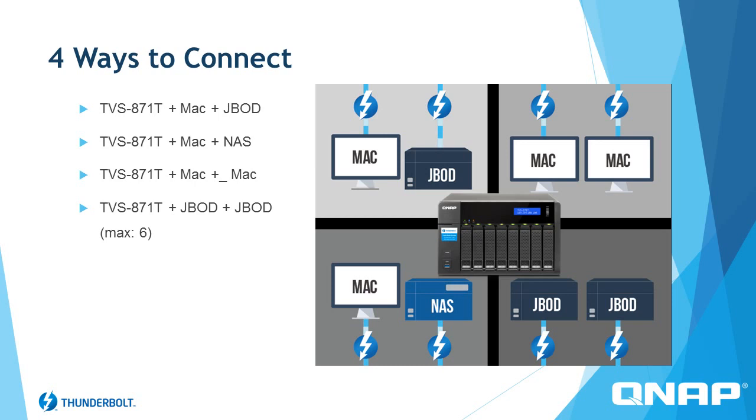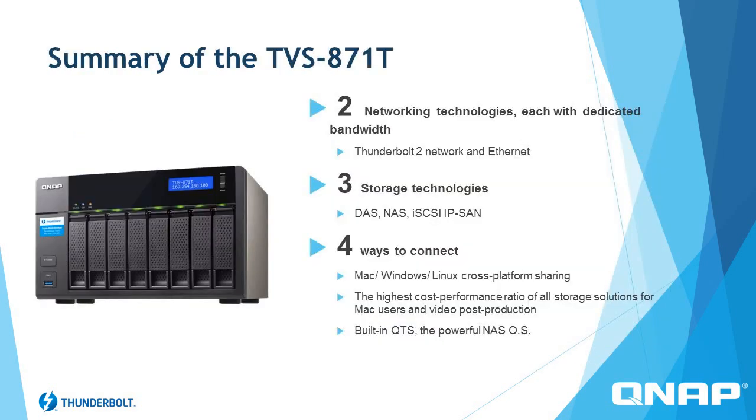So here's a summary, okay. So let's recap as we talked about, okay. The recapping is this. So 2 network technologies all bundled into one, right? The Thunderbolt technology and Ethernet technology. 3 storage technologies: DAS, NAS, iSCSI, IP SAN system, okay? It's all in there. 4 ways to connect, okay? Mac, Windows, Linux cross-platform sharing. Okay, again, very important in a large environment that people have different systems, right?